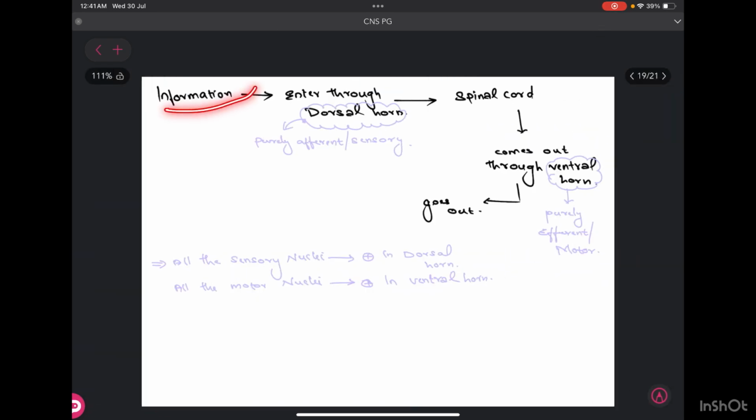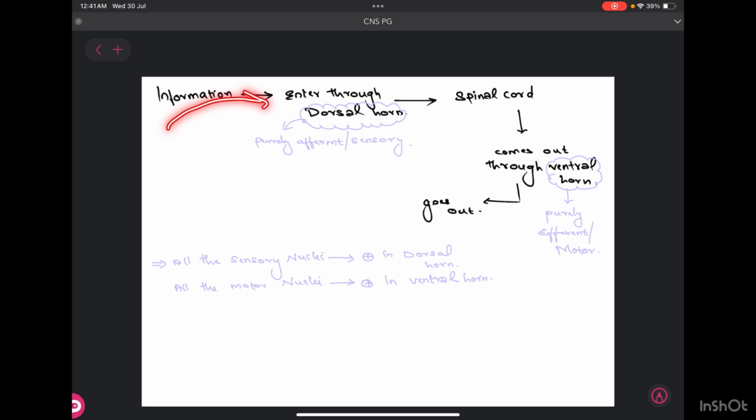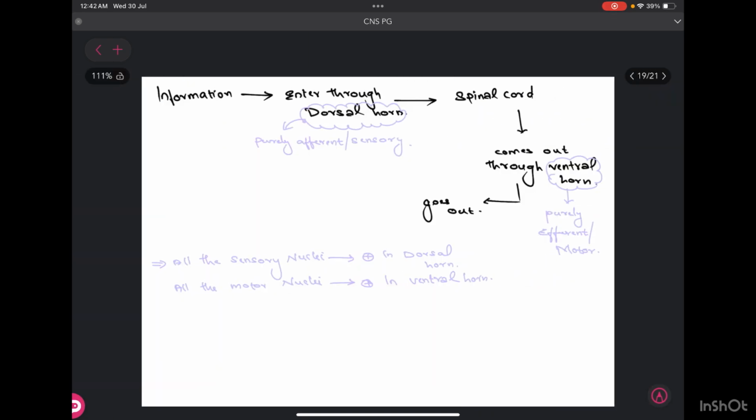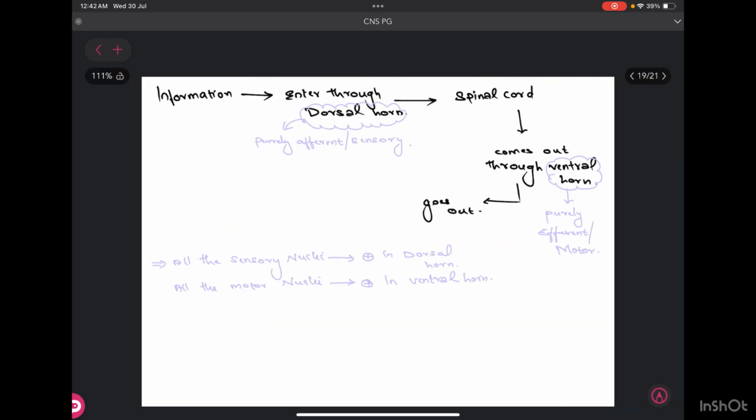Next, information has to enter the spinal cord, and it also wants to go out, right? So it enters through the dorsal horn of the spinal cord, and it comes out through the ventral horn, and it goes out. So it comes from here, enters into the spinal cord, and goes out through here. This much is clear? Yes. So dorsal horn is purely afferent or sensory, right? And here it goes out, so ventral horn is purely efferent or motor. So all the sensory nuclei are present in the dorsal horn, and all the motor nuclei will be present in the ventral horn. So that much, guys.